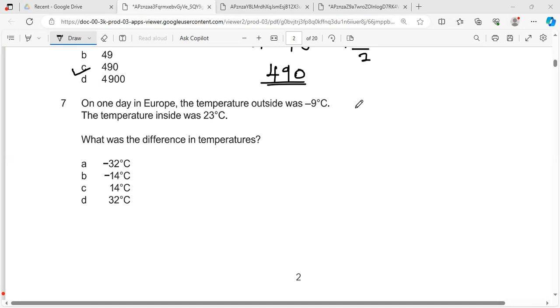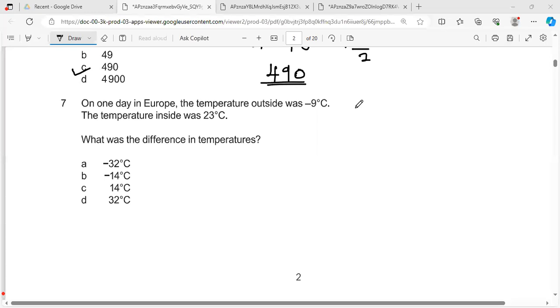Go ahead. Somebody was saying something. Sir, say six. My answer, I think it's 14 still. Why 14, Karim? Because since it said what was the difference in temperatures, I just subtracted -9 from 23.